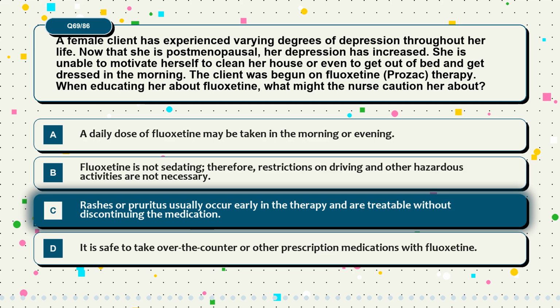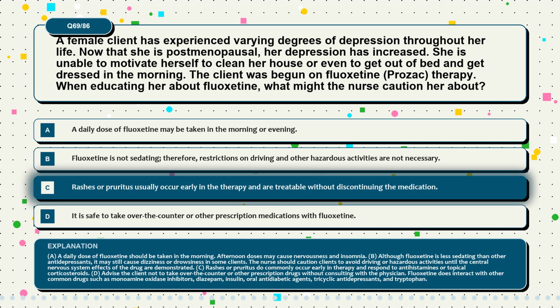The correct answer is option C. Rashes or pruritus usually occur early in the therapy and are treatable without discontinuing the medication. A daily dose of fluoxetine should be taken in the morning. Afternoon doses may cause nervousness and insomnia. B: although fluoxetine is less sedating than other antidepressants, it may still cause dizziness or drowsiness in some clients. The nurse should caution clients to avoid driving or hazardous activities until the central nervous system effects of the drug are demonstrated.